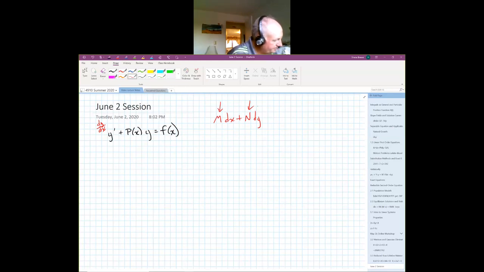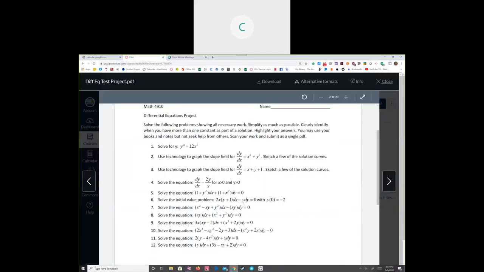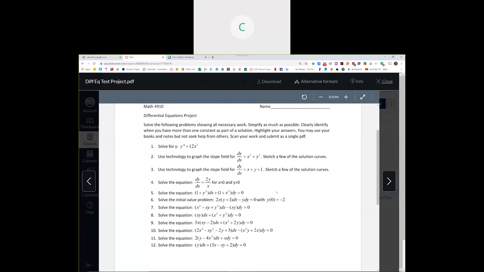Right. When I checked for exactness, Dr. Brewer, on that one, I got that the partial derivative of M with respect to y is 2y, and the partial derivative of N with respect to x is 2x. So that doesn't hold up for exactness, so it's not exact. Am I on the right path with that then? No, you're right. That's the first thing.